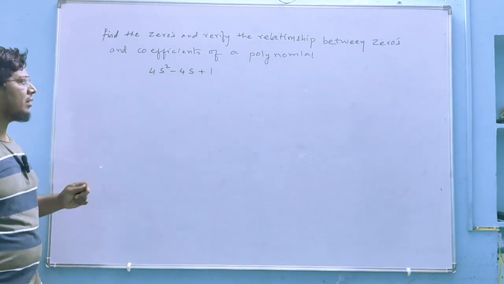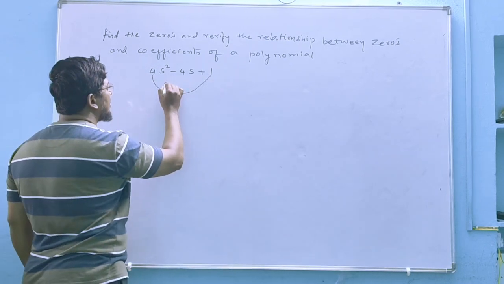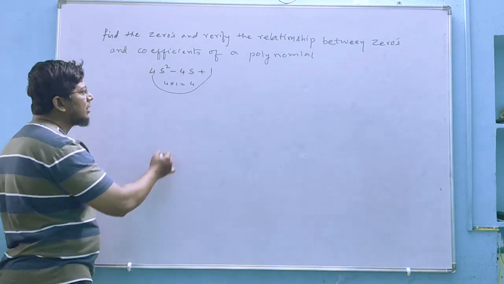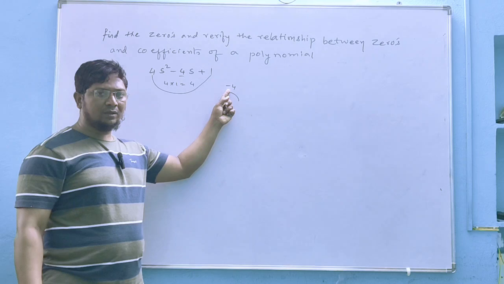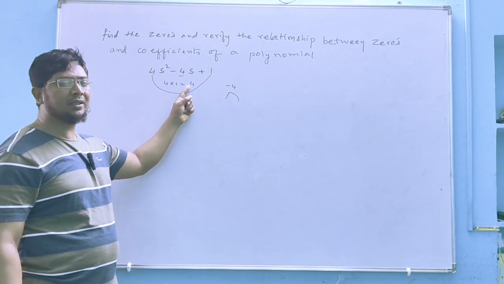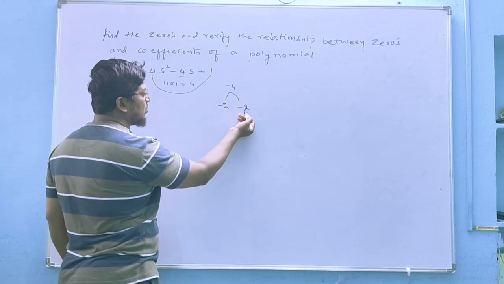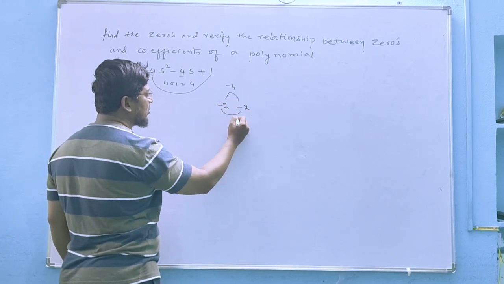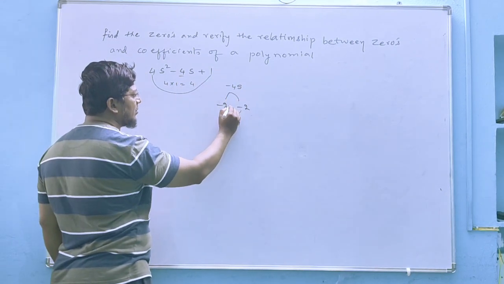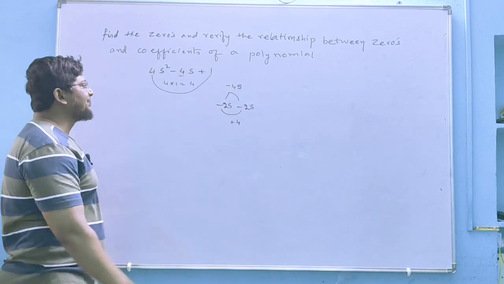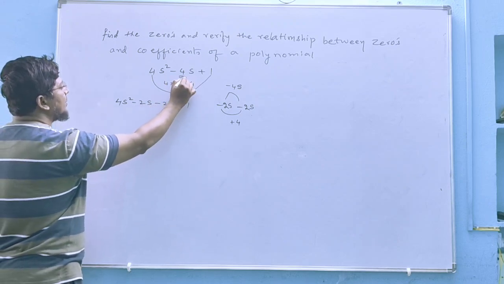The same procedure, student. Whatever the square coefficient is, we have to multiply with the constant. 4 into 1, 4 ones are 4. The middle term again is split into 2. If we add, it will be minus 4. If we multiply, it will be plus 4. How to write? Minus 2, minus 2. Minus 2 minus 2 is minus 4. Minus into minus plus, 2 twos are 4. So we have to replace minus 4s. Instead of this, we have to write minus 2s, minus 2s. So 4s square minus 2s minus 2s plus 1.